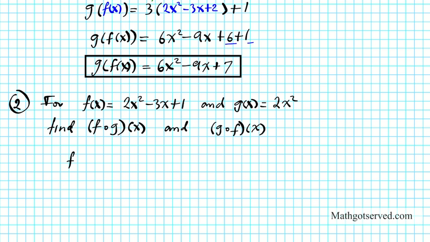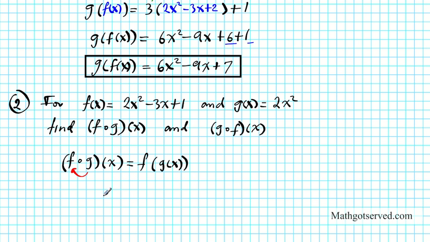Let's find f composed with g of x. Now what does this mean? This basically means that the input function is going to be g because it comes second, and it's going to be inputted into the parent function, which is f. Alright, so we can write this as f of g of x. So g of x is going to be substituted into all the input values or input positions for f.